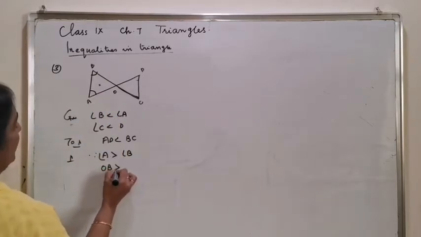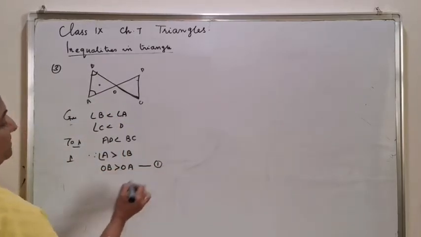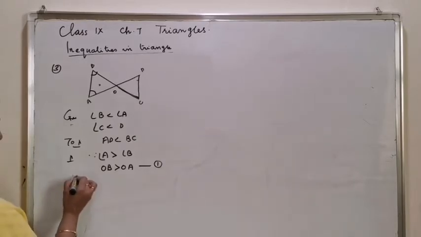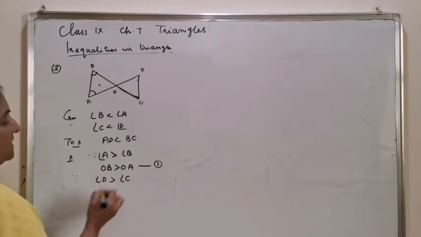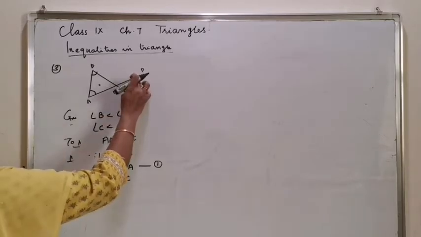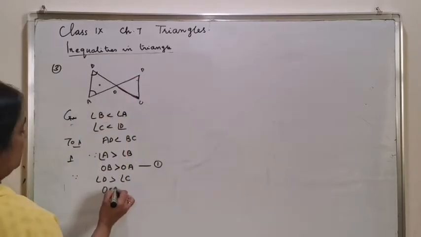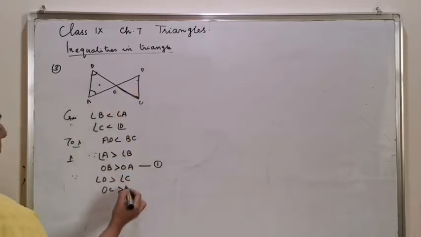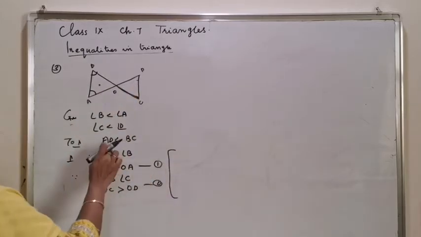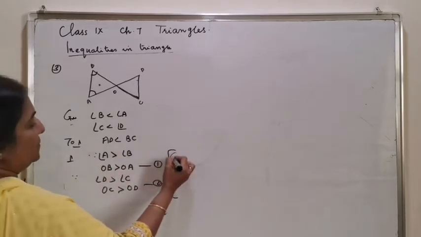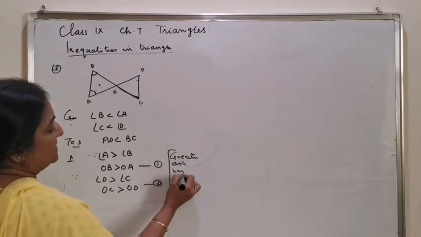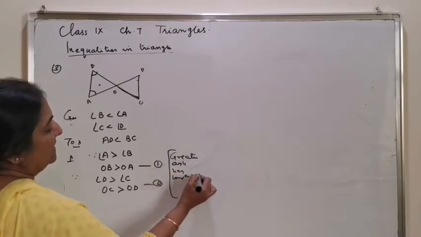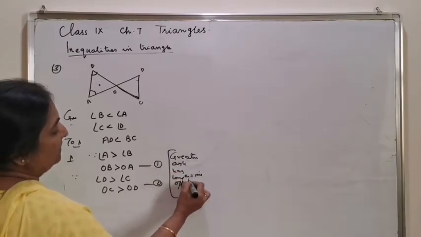OB is greater than OA, equation number 1. Similarly, since C is smaller than D, take it as angle D is greater than C. Angle D is greater than C, that means OC is greater than OD, equation number 2. And what is the reason? From angle you are getting the side. So, greater angle has longer side opposite to it.